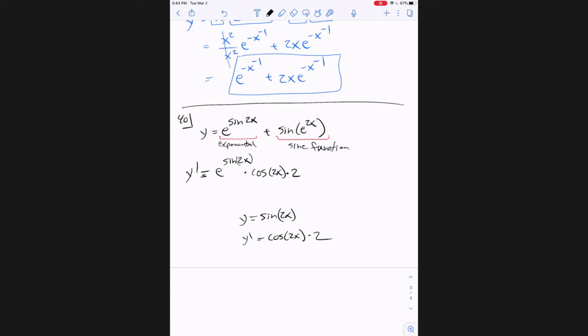All right, so that's done with the first term. Now, plus the second part. The second part is a sine function. What's the derivative of sine? Cosine of u. So the derivative of sine of u is cosine of u times the derivative of u. What's the derivative of e to the 2x? e to the 2x times the derivative of the exponent. What's the derivative of the exponent? 2. We have to use the chain rule twice there as well.